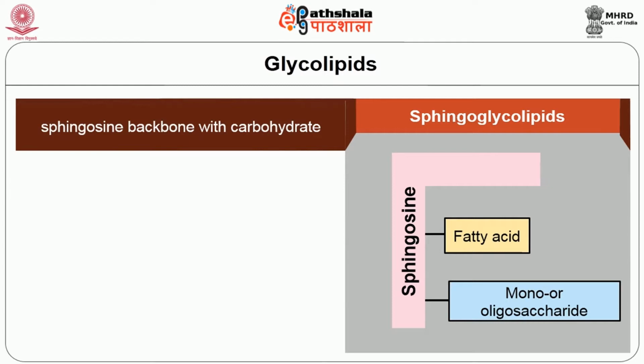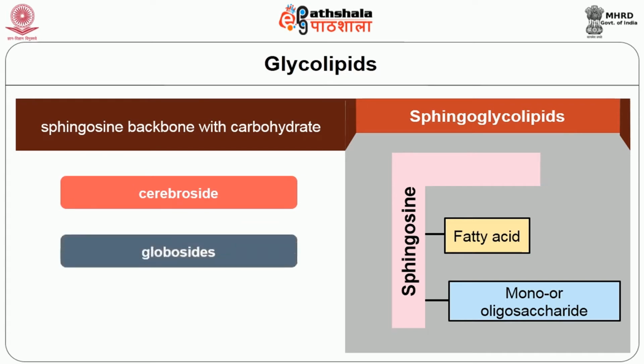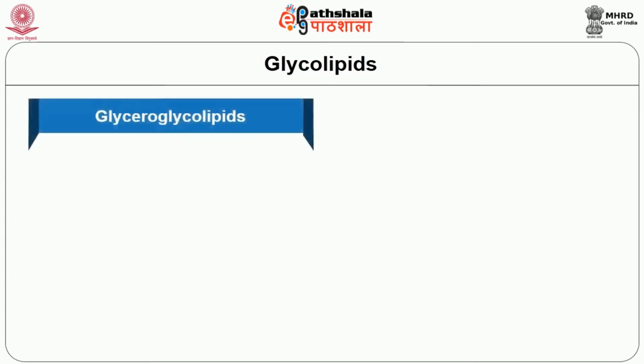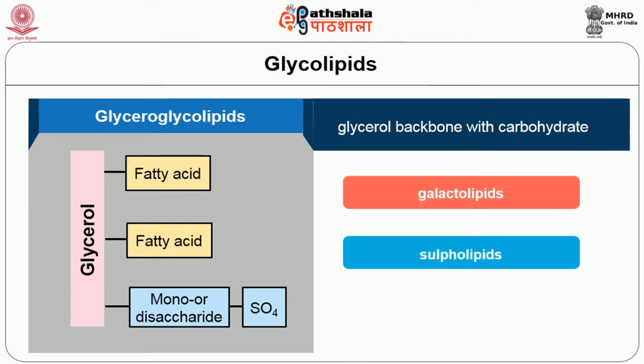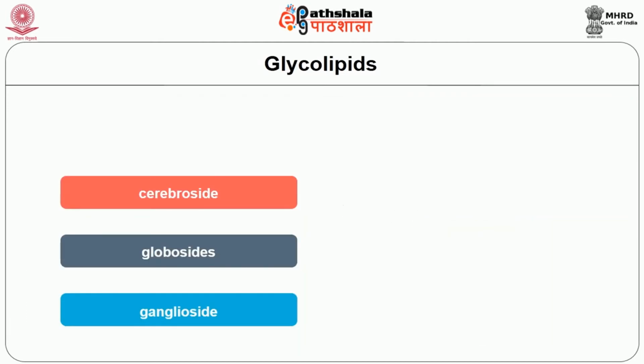Sphingoglycolipids, again sphingosine backbone with carbohydrate. They are again classified into cerebrocytes, globocytes and gangliosides. Whereas the glyceroglycolipids, which originate from the glycerol backbone, can again be classified into galactolipids and sulfolipids. Glycolipids, sphingoglycolipids, glyceroglycolipids.